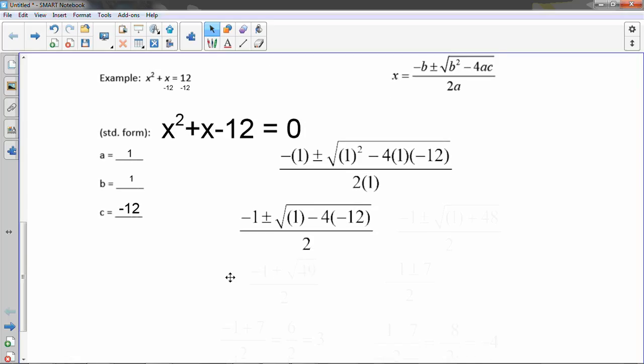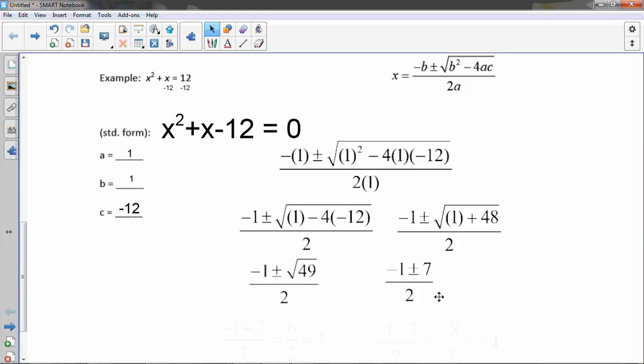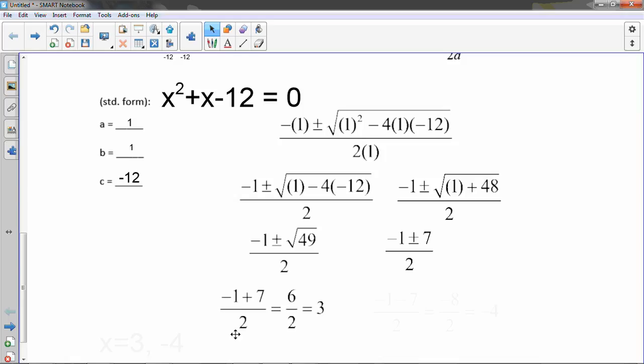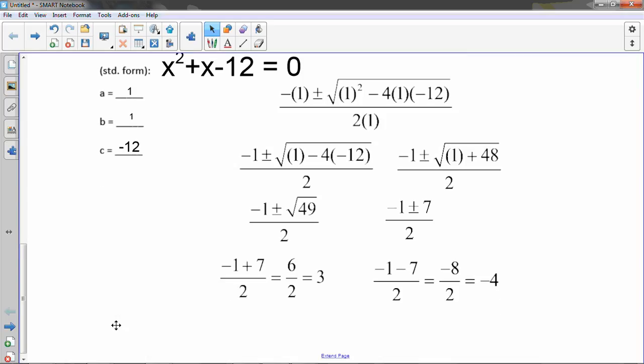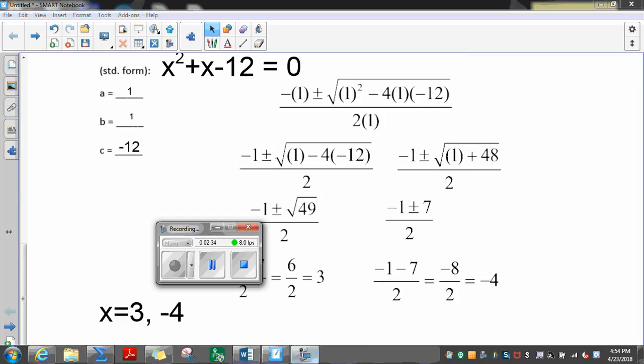And then I'm going to go ahead and finish multiplying in here. So that gives me 1 plus 48 inside the radical. Well, 1 plus 48 gives you 49. Square root of 49 is 7. So I have negative 1 plus 7, or minus 7 over 2 will give me my two x's. So I just go ahead and write it out as separate ones. Negative 1 plus 7 over 2 gives me 6 over 2, which simplifies to 3. Negative 1 minus 7 over 2 gives me negative 8 over 2, which is negative 4. So my two x values are 3 and negative 4. And that's it. Okay?